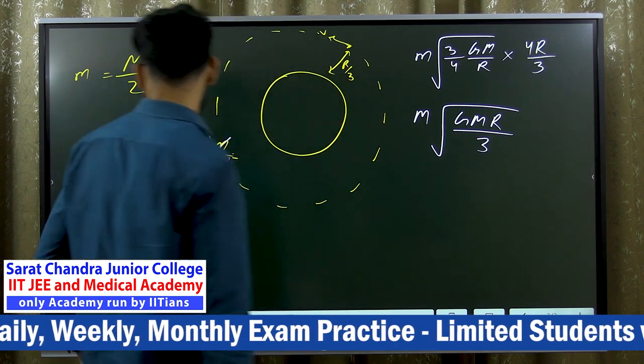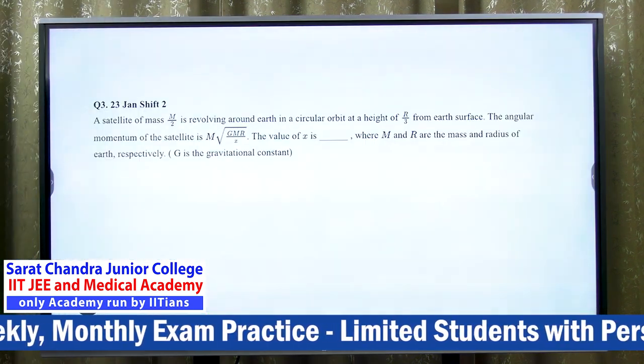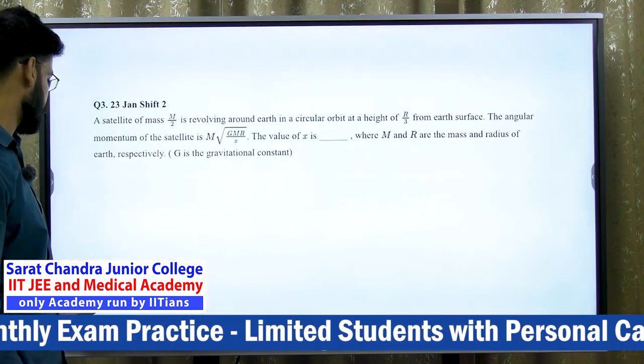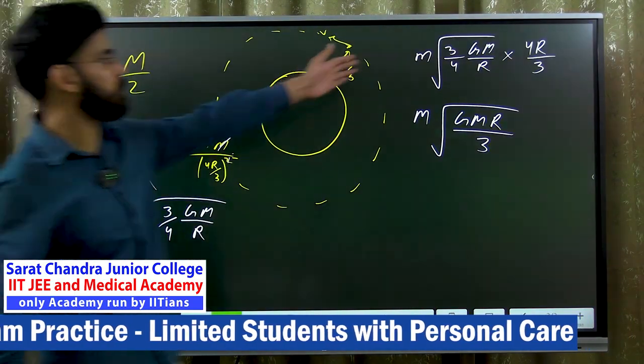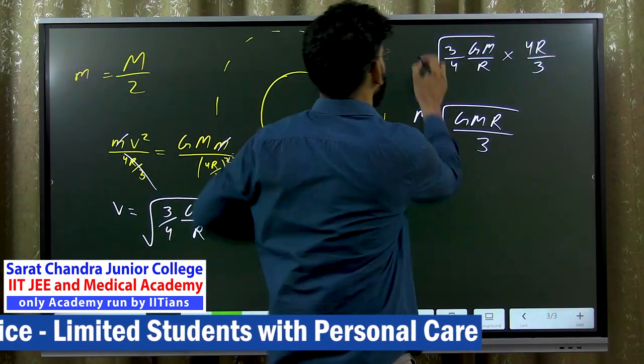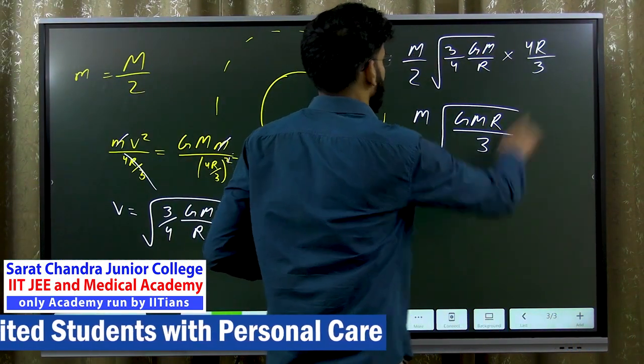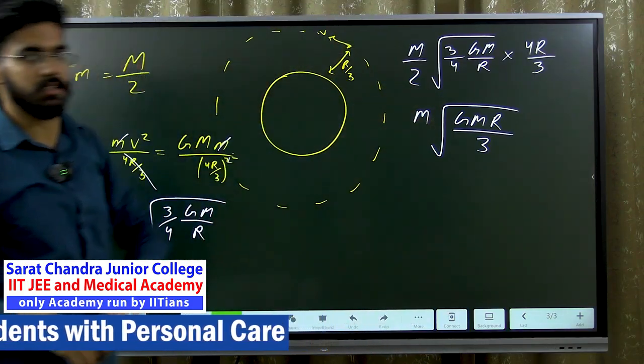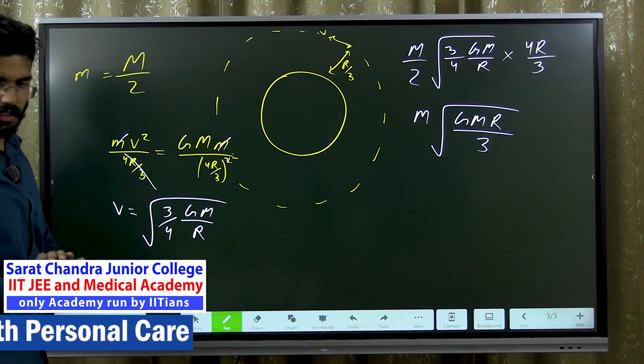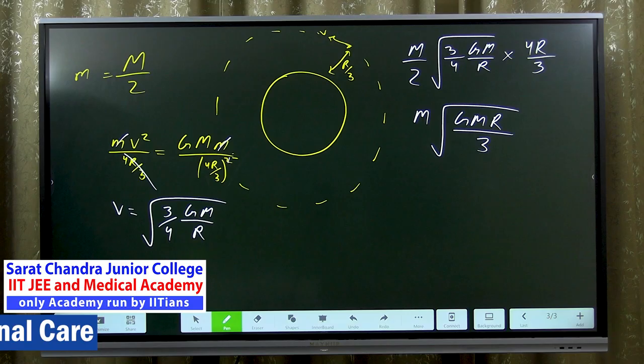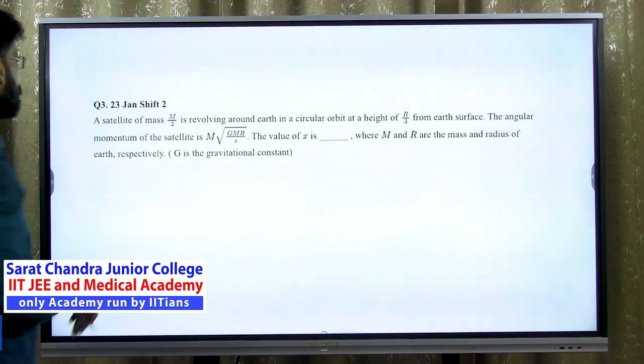Okay, so your answer is 3. For this question, x will be 3. You can solve for the numerical values. Just put this small m as capital M by 2, now take the numerical inside, then you will get your answer. Understood? Now see the next question.